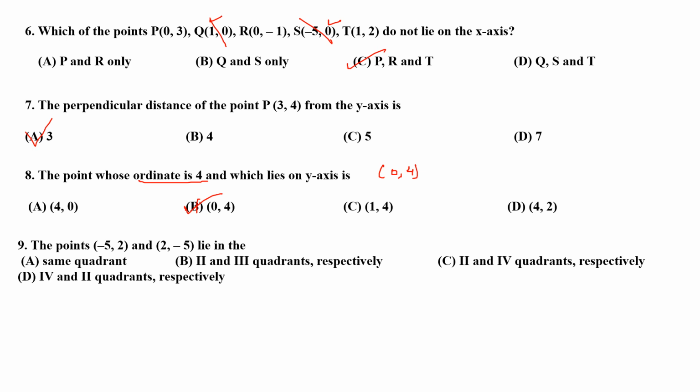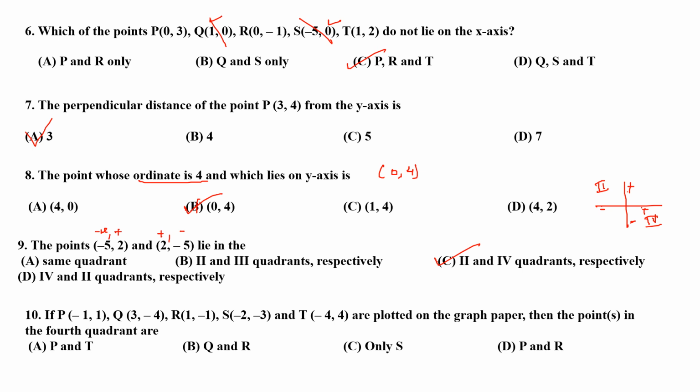Now the points (-5, 2) and (2, -5) lie in which quadrant? So here you see x is negative, y is positive. Where it will be? Here is x positive, here is x negative, here is y positive, here is y negative. So x negative, y positive is second quadrant. The second one is (2, -5). X positive, y negative. So x positive, y negative is fourth quadrant. So answer is option number C, second and fourth quadrant.